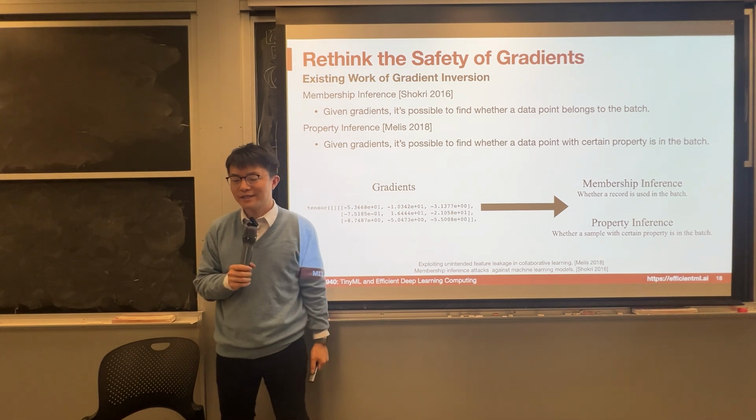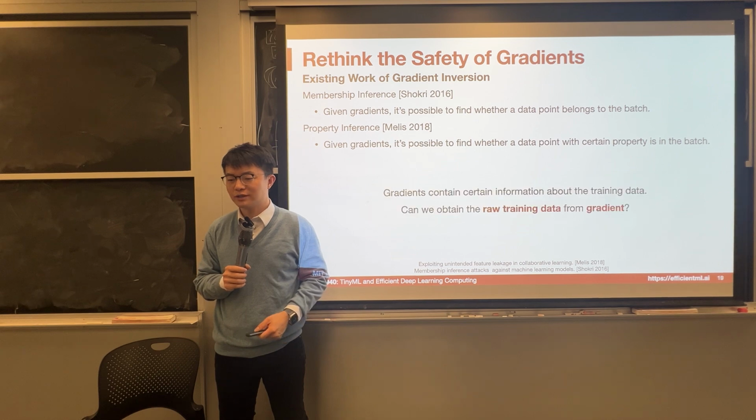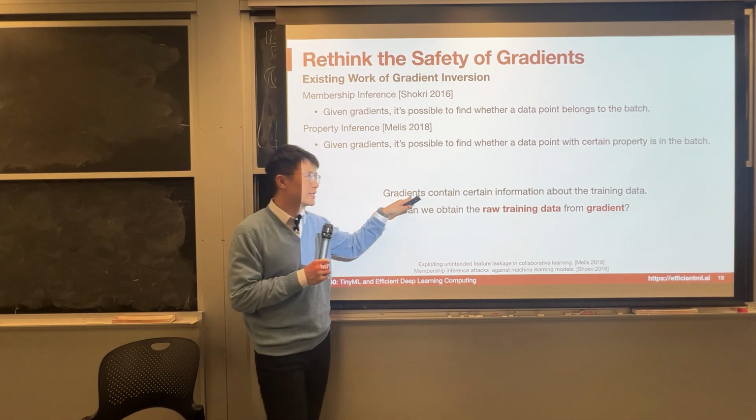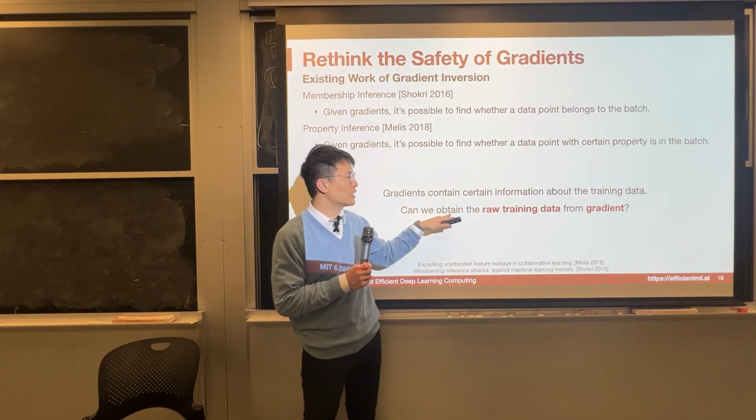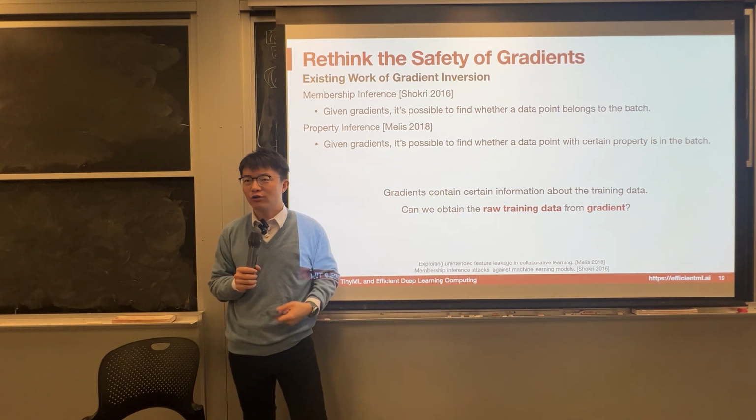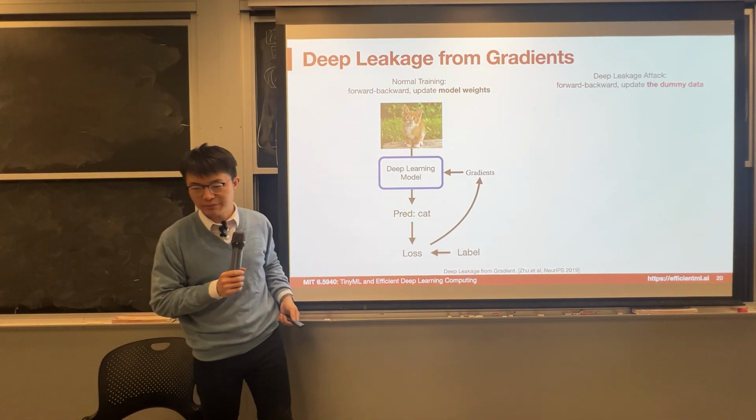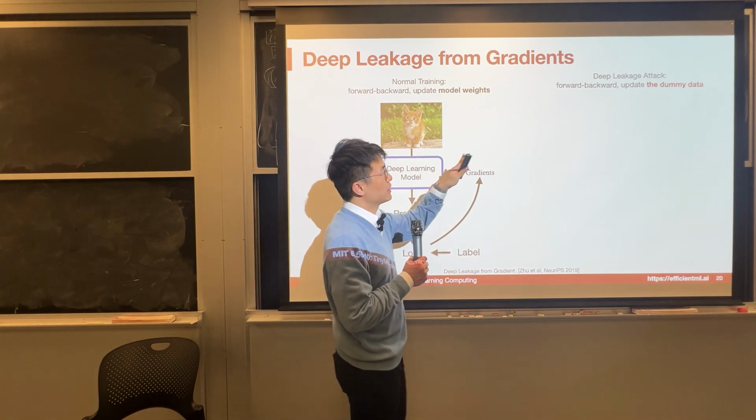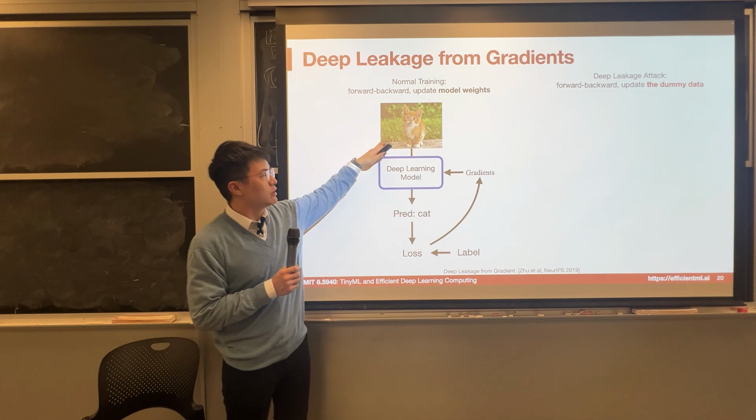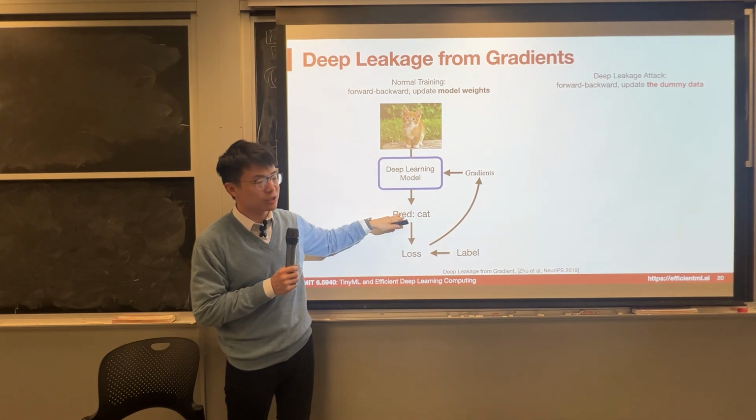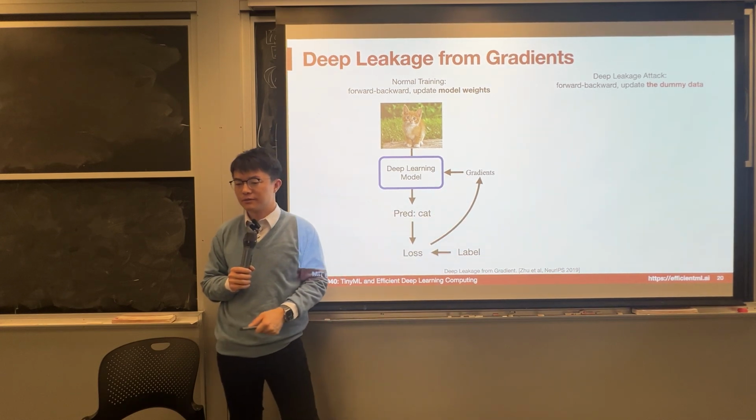But can we go one step further, not only see the membership or the property, but try to steal the raw data? The gradient contains a lot of information about the training data. Can we just obtain the raw training data from the gradient? Here is an example, which we call the deep leakage attack. We start with the input image, and we have the model, we get a prediction, we get a loss with a label, and produce the gradients.